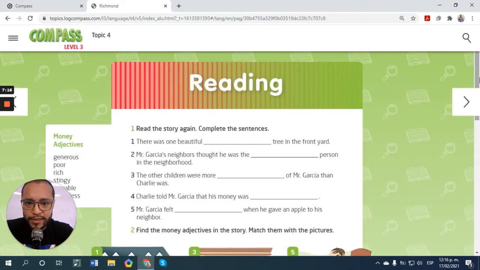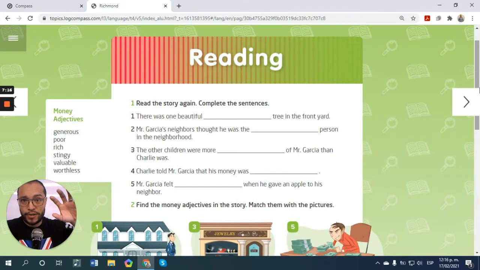Recuerden que cuando ponemos esa EST estamos hablando del superlativo, es decir, estamos diciendo que no hay nadie que le gane en ese adjetivo, en esa cualidad, en este caso de ser poco amable, de ser rudo, de ser grosero. So he was the rudest person, or at least the neighbors thought he was.